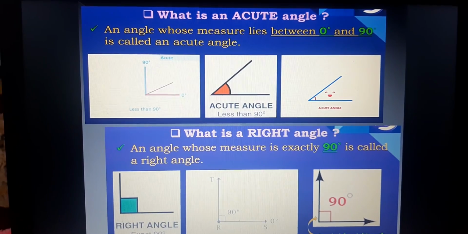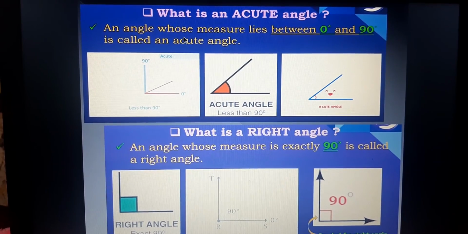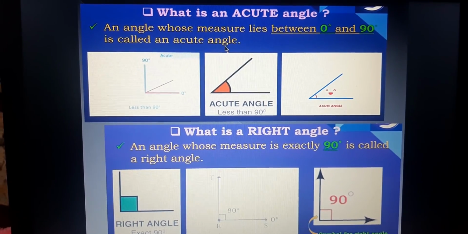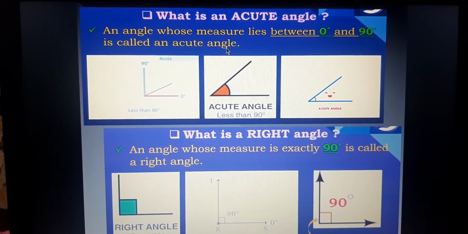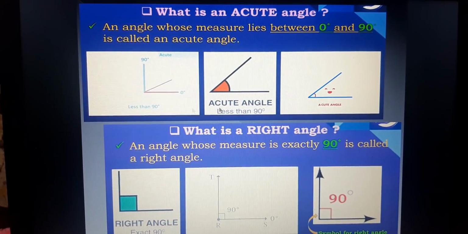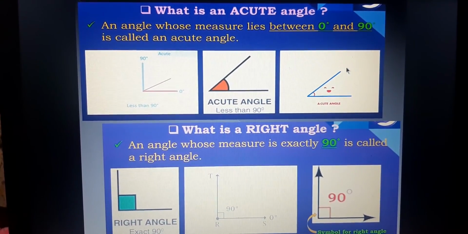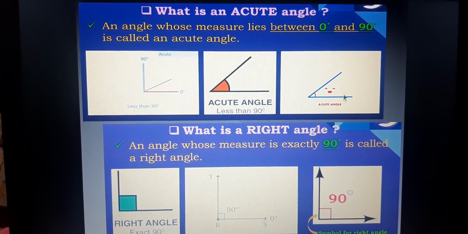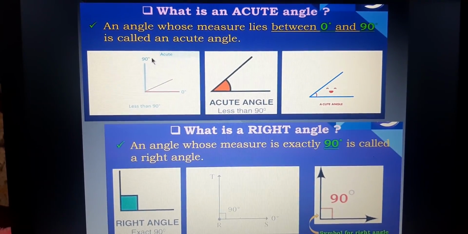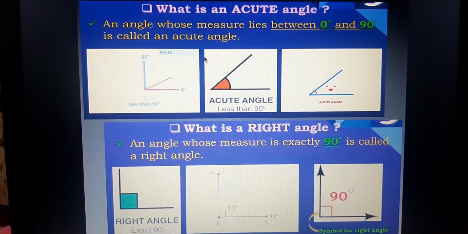Coming to the first one here. What is an acute angle? An angle whose measure lies between 0 degree and 90 degree is called an acute angle. As I already showed you, when we use the protractor, this is how angles are formed. So like that we have types here. When it is drawn using two rays joining at one vertex, in this formation, that is an acute angle. This is 0 and this is 90, right? In between these, whatever angles are formed, those are called acute angles, right?